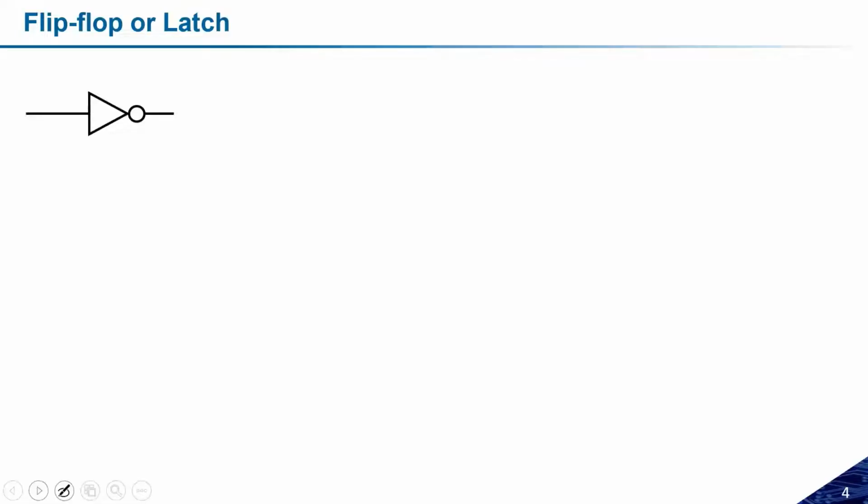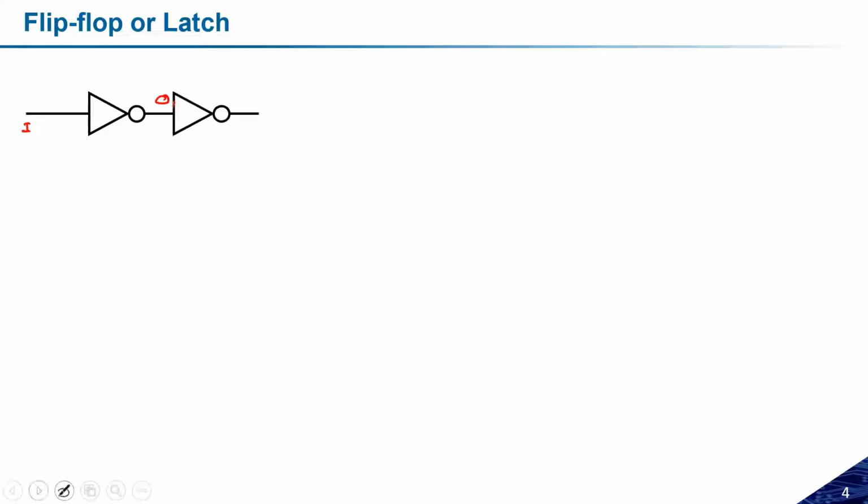Suppose I have an inverter, something like this. Let us consider I am giving some input to this inverter. Let us assume the input is I. Input I is given over here. Let us assume the output of this inverter is O1. O1 is the output of this inverter.